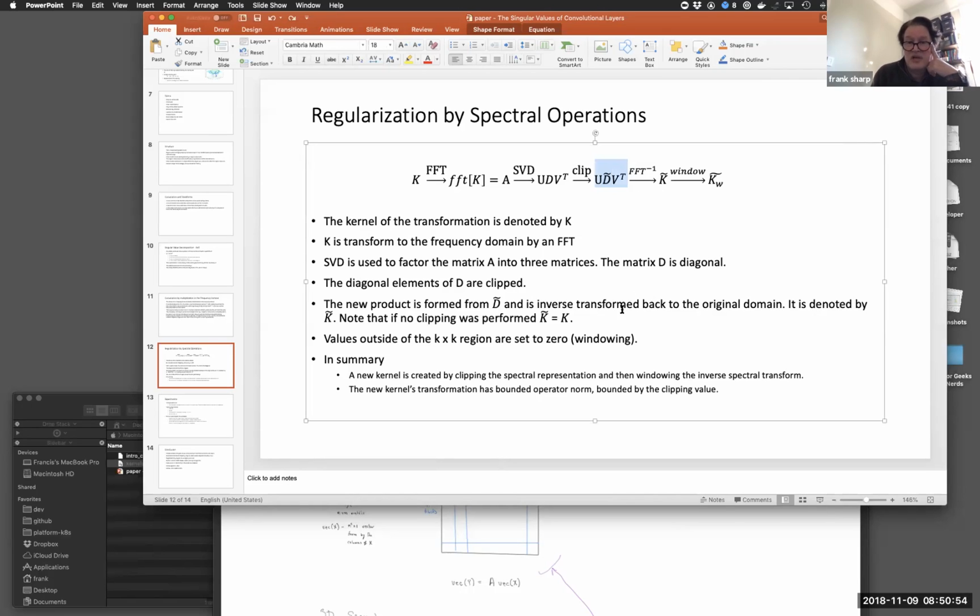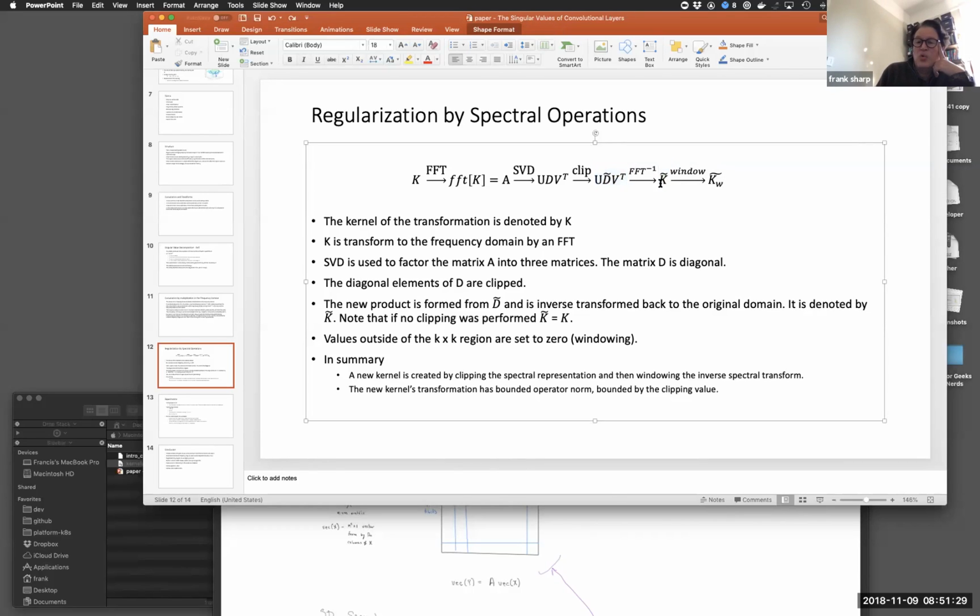In fact, as I noted in the text, if we clip the values at infinity or something, then we're not changing D at all. And so K is the same, right? We're just doing a Fourier transform and inverse Fourier transform, so we should get back what we started with. So you can see that as this clipping threshold comes down from infinity, it has more and more of a regularization effect in that it tends to change K.